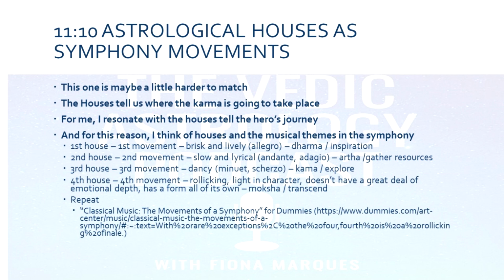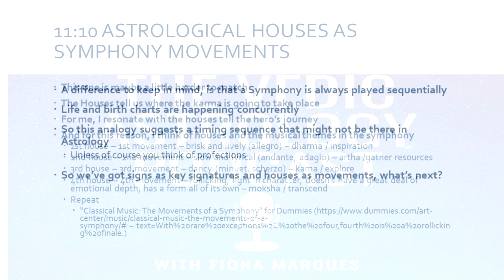So then the fifth house would go back to being a first movement, brisk and lively, Dharma setting the inspiration. The sixth house becomes that second movement, slow and lyrical, Artha. You get the idea. So for me, could we imagine that the houses are like the themes in the symphony music score that are peppered throughout, but have these main movements where they are expressed?